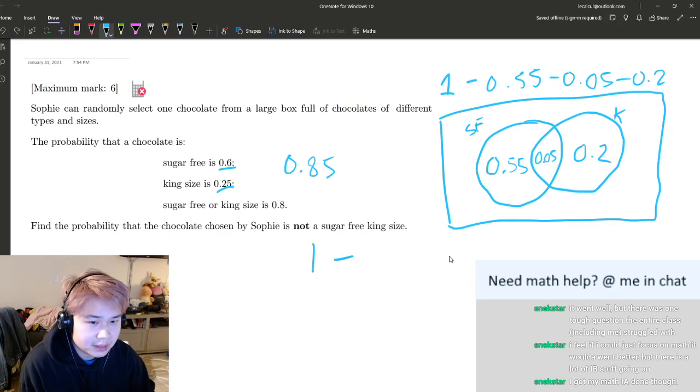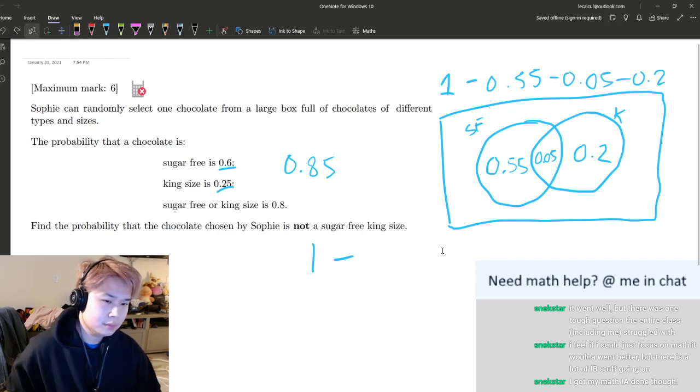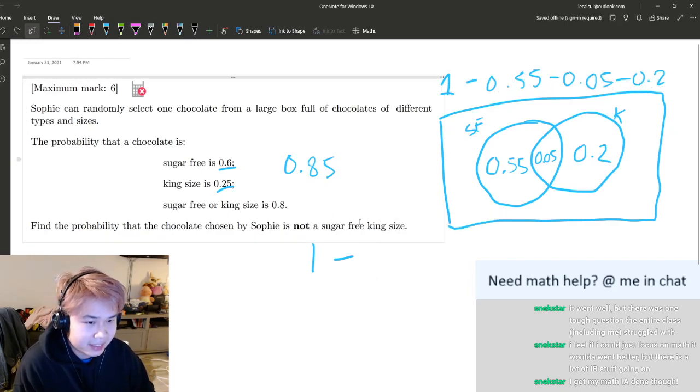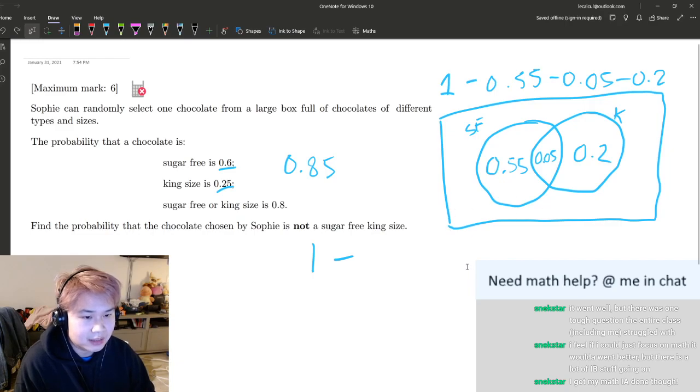Anyways, not sugar-free, not a sugar-free king size. Hold on, so not sugar-free and king-sized. Okay, I see what this means. So ignore what I just said earlier. You just don't want it to be this, essentially. So we are gonna take 1 and subtract all of that.